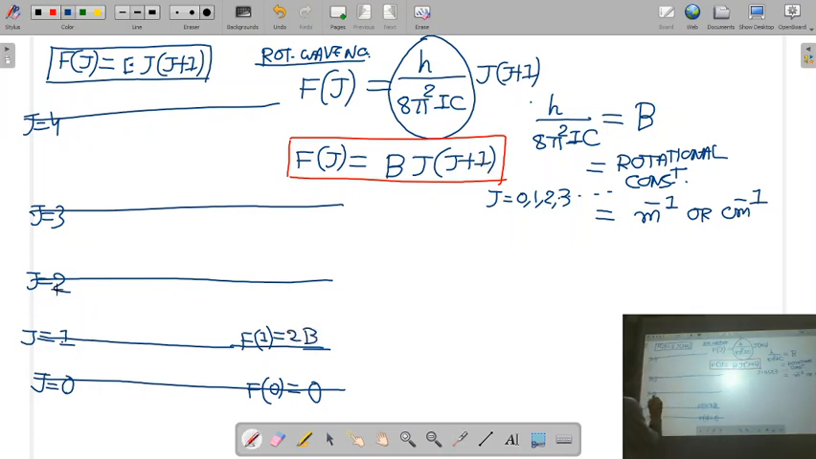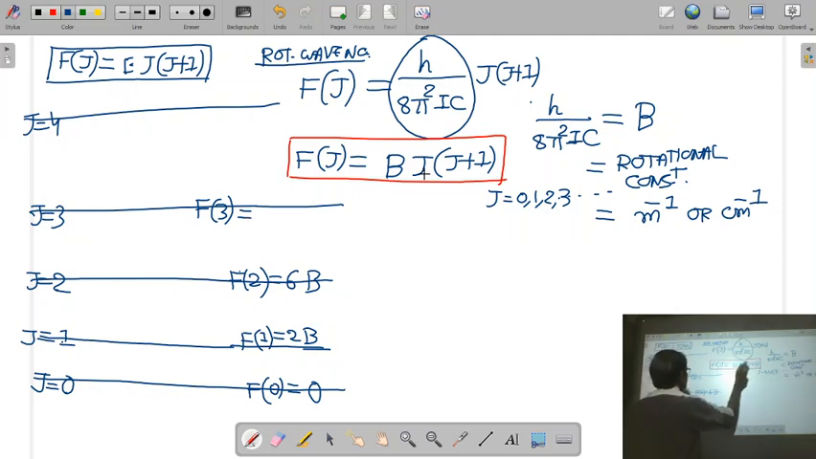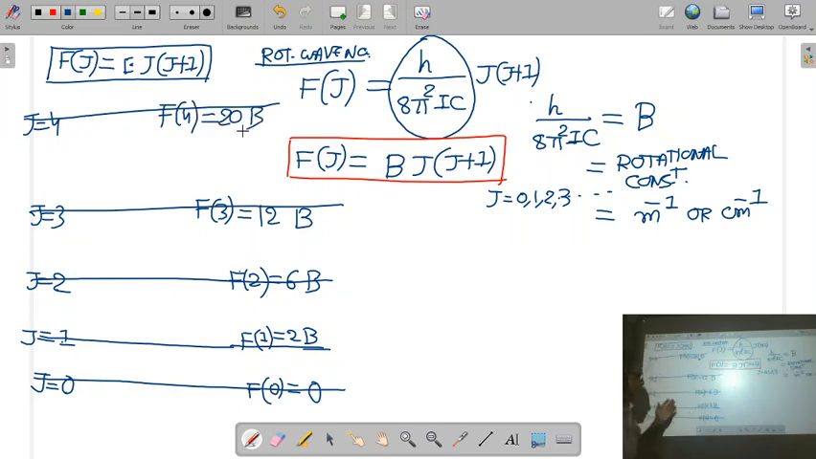In the rotational level J is equal to 2, the rotational wave number will be 2 into 2 plus 1, 6B. In level 3, it is 3 into 3 plus 1, 4 into 3 will be 12B. In level 4, its value will be 20B. What is your conclusion from this?